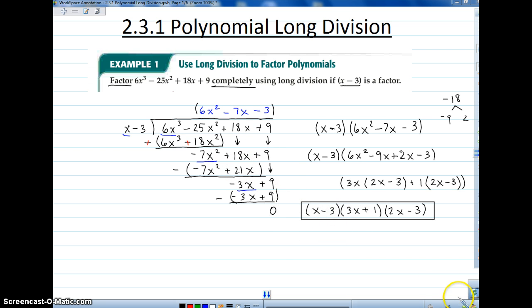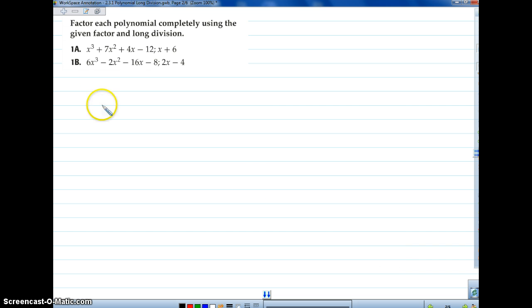Okay, so I want you to try this one on your own really quick. Just do 1a. Don't worry about doing 1b. I just want you to get practice with one of these. I'll put up the answer in just a few seconds.